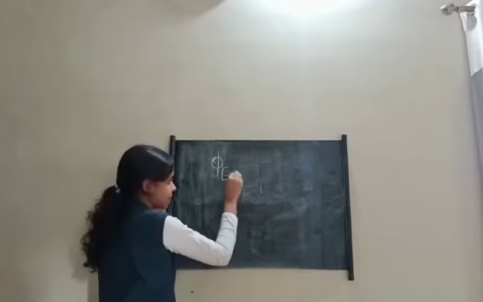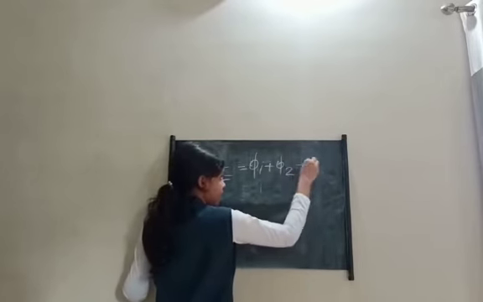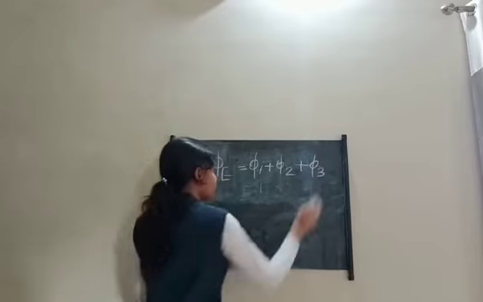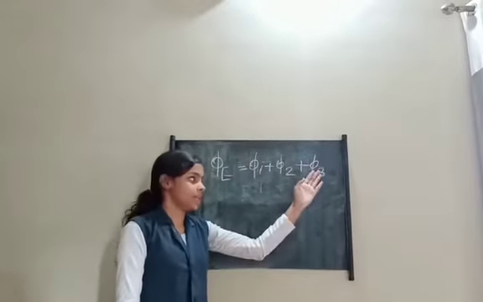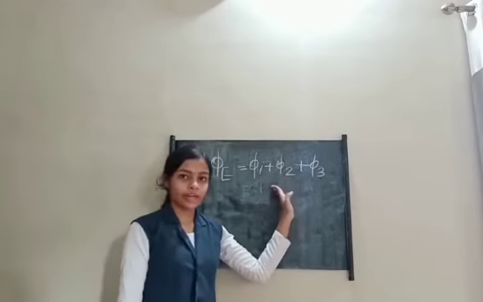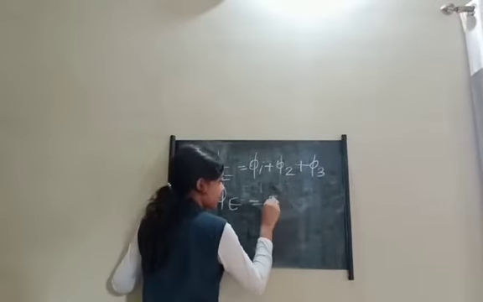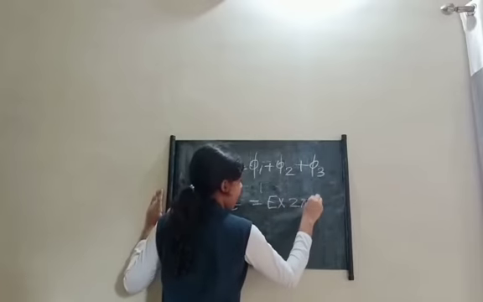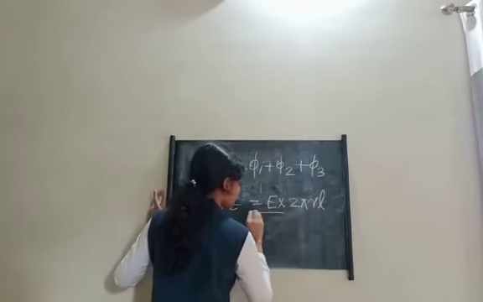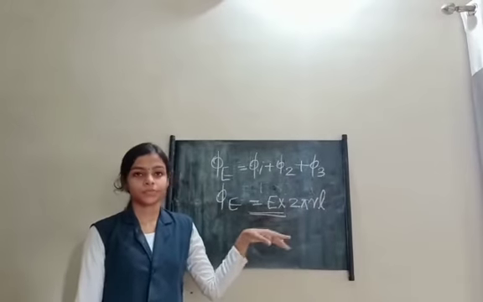Now we have to calculate the total flux. For that we can write the total flux phi as the sum of phi1, phi2 and phi3. We know that the values of phi1 and phi3 are 0. So the value of phi will be phi2. So phi is E into 2 pi RL. So this is the net flux.